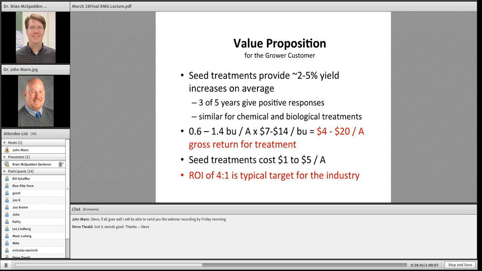Take the values that we got on soybeans of 0.6 to 1.4 bushels per acre and recognize that the value is $7 to $14 per bushel of soybean. The grower can expect a $4 to $20 per acre gross return for treatment. The cost of the seed treatment is estimated to be $1 to $5 per acre. And again, the $4 to $6 per acre is actually the price that is used by one of the leading seed treatment companies active today. The target for the industry is to have a return on investment for the grower of around 4 to 1. So if they expect to only give the grower a $4 yield response, then they will charge only $1 for that product.